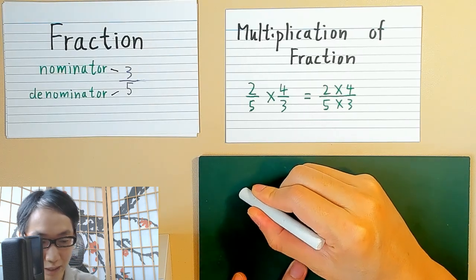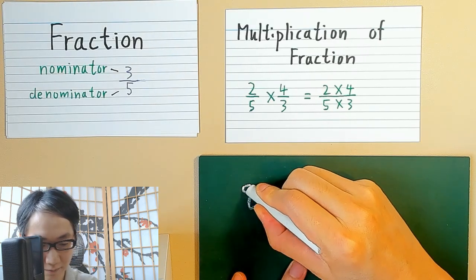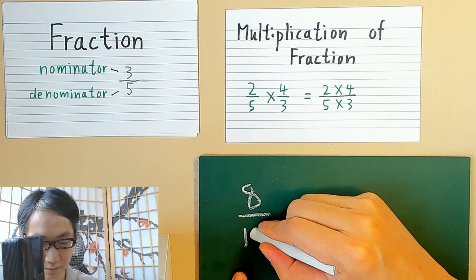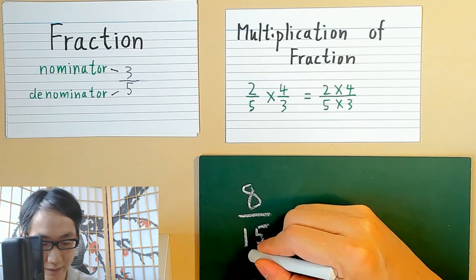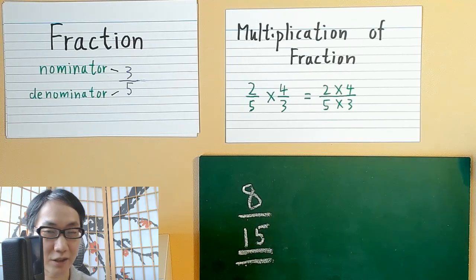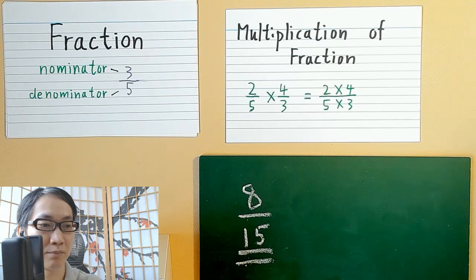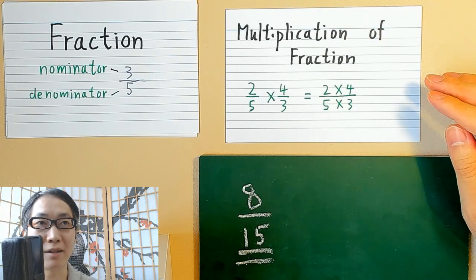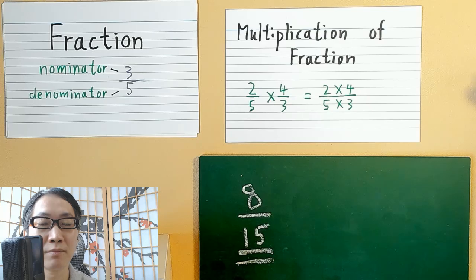so 2 times 4 is 8, 5 times 3 is 15. And that is the answer of this multiplication. So remember the rule is that the numerators are multiplied together and the denominators are multiplied together.